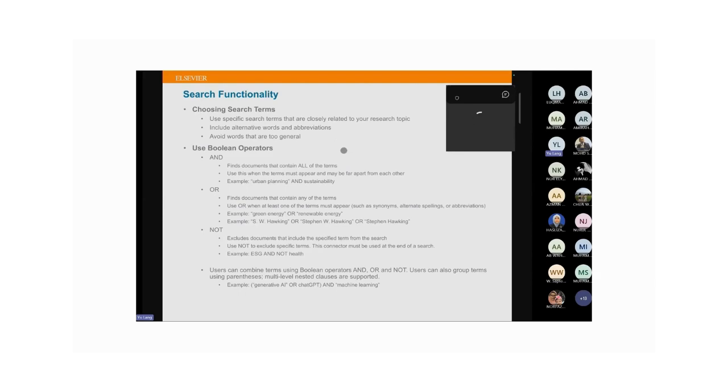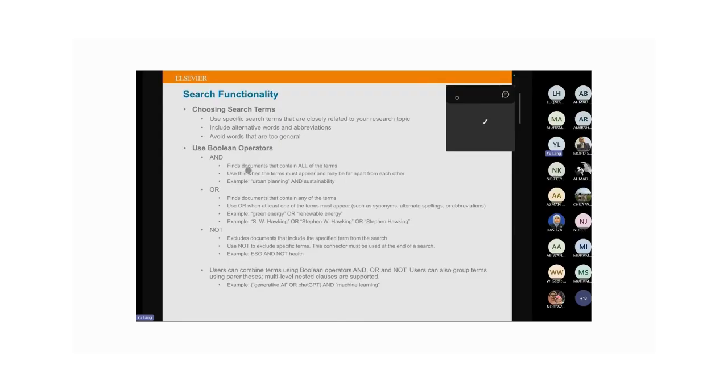And when you want to search for multiple keywords or terms at the same time, like 2 keywords, 3 keywords at the same time, then you have to use these Boolean operators or Boolean connectors to combine your searches. Okay. So there are 3 common Boolean operators: AND, OR, NOT. So use AND to find documents that contain all of the terms. So use AND when all the terms must appear.